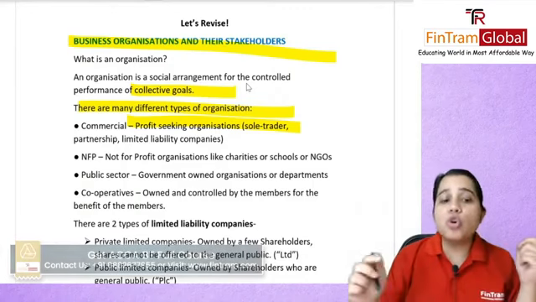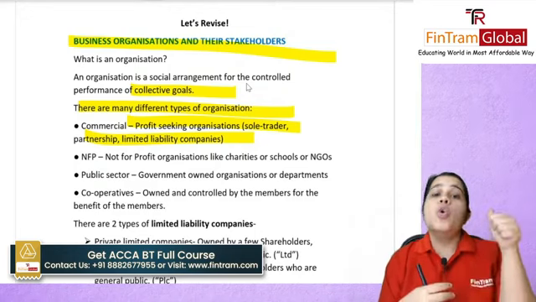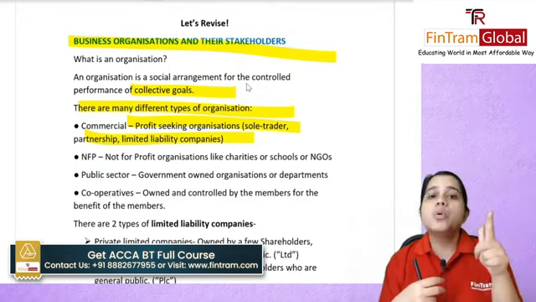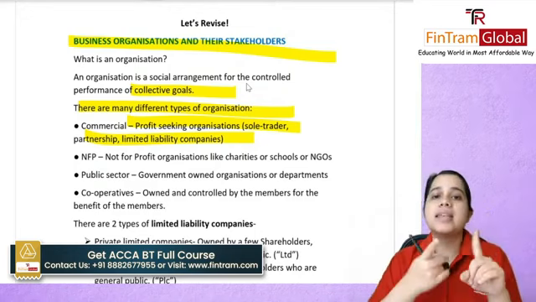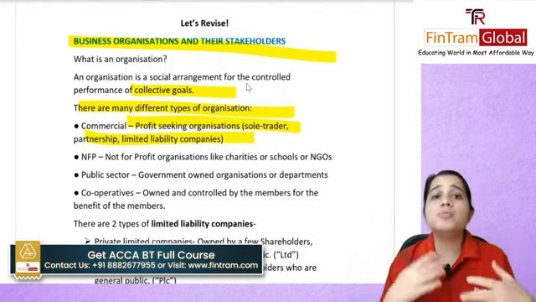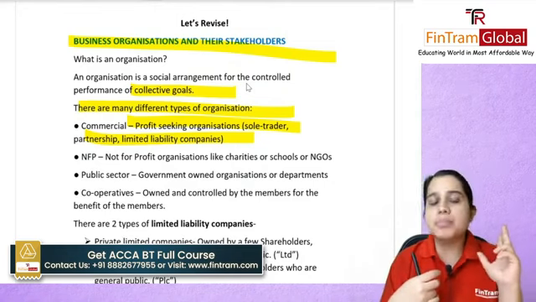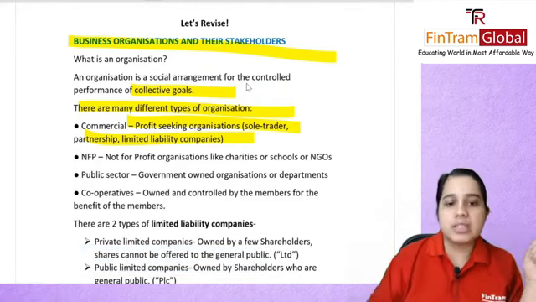Here we covered our sole trader, our partnership, limited liability company. So sole trader was owned by one person and liability was of one person. The business and the person are not considered separate. Then we had partnership, where 2 or more people might come together and do business. And we had limited liability companies, wherein there were 2 types, which we'll just see now.